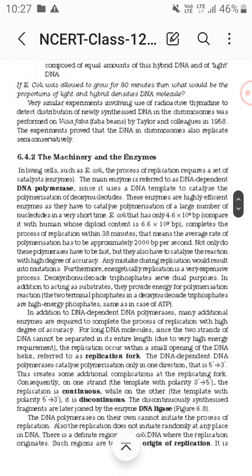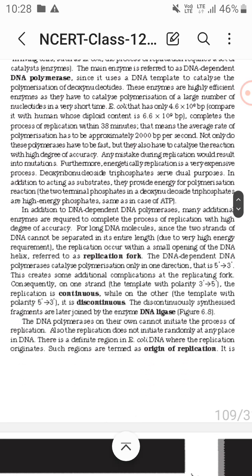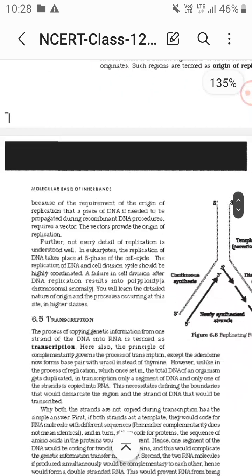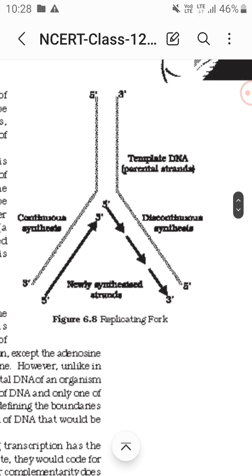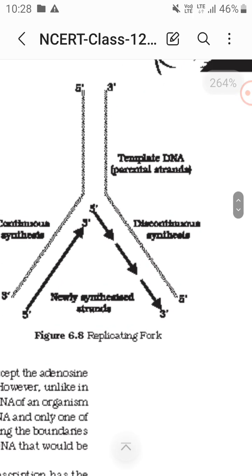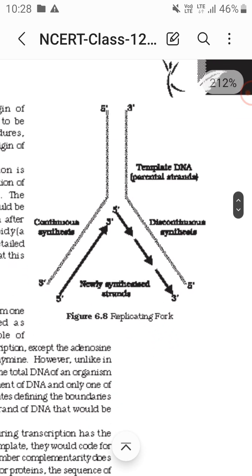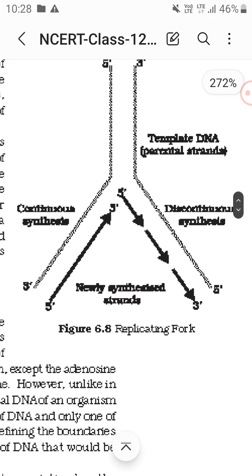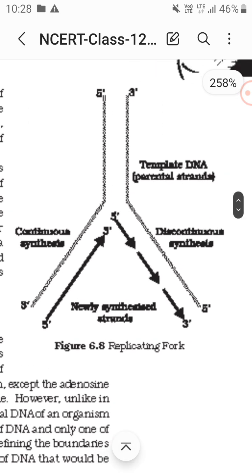Now the machinery and the enzymes. DNA-dependent DNA polymerase is the main enzyme. There is formation of a replication fork, with continuous and discontinuous synthesis, DNA ligase, and the origin of replication. See the replicating fork, with the template DNA, the parental strands 3' to 5' and 5' to 3'. DNA polymerase acts in 5' to 3' synthesis. On the strand that is 3' to 5', it is continuous synthesis.